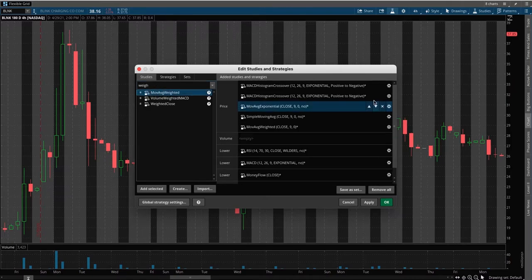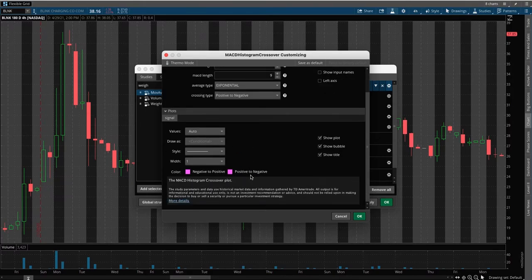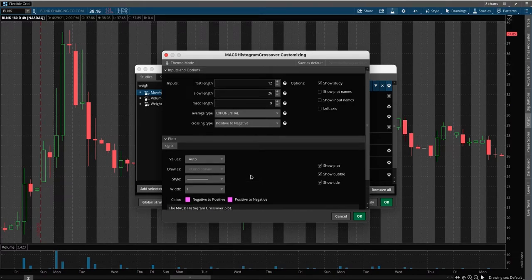Now we have to edit all of this stuff because it's coming standard and we need to fix it. So histogram MACD crossover. You're going to touch the gear, and this one's going to be our up signal. We can change the colors. I like to change them to something that I can see. I'm colorblind. From negative to positive is that one, and this one. I just have them both the same color because I'm colorblind and it's just easier that way. And I can just look at the thing.